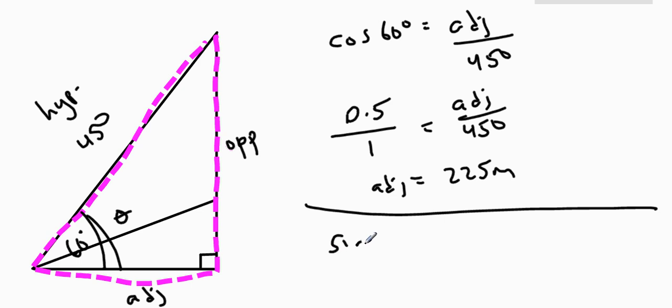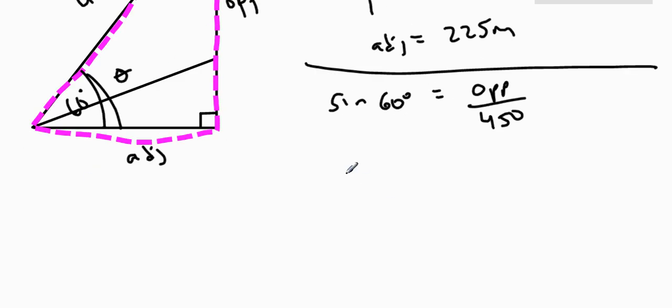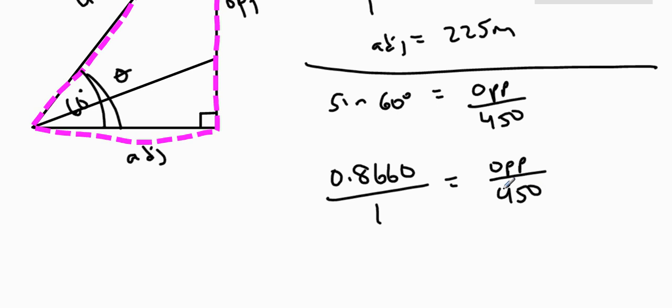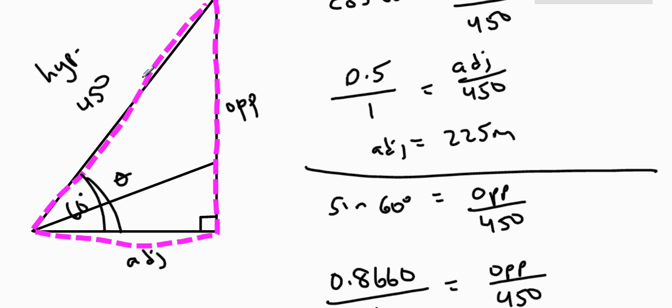Now I'm going to use sine, opposite over hypotenuse. So sine 60 is opposite over hypotenuse. So ask my calculator. 0.8660 is opposite over 450. Cross multiply, and I discovered that the opposite side is, let's say, 390 meters. So we have an adjacent of 225.